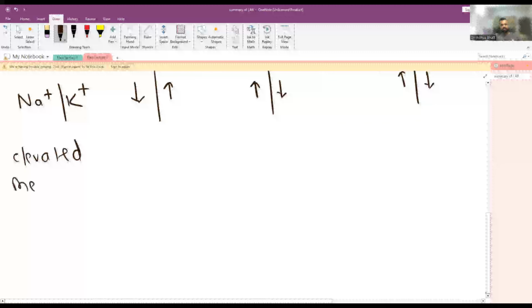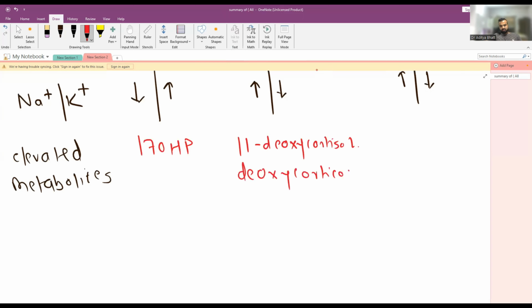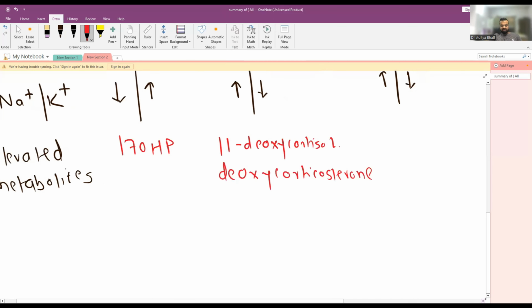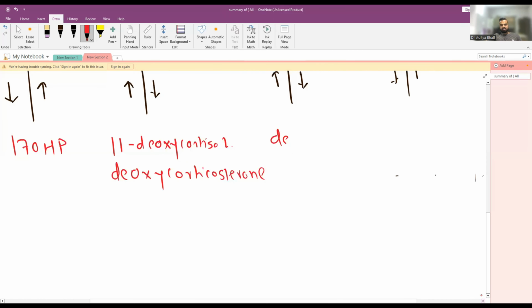The last differentiating factor is the elevated metabolites. This is very important, because they will give you an elevated metabolite and ask what the defect can be. So 17 OHP, as we all know, is increased in 21 OHD, while in patients with 11 beta hydroxylase deficiency, 11 deoxycortisol and deoxycorticosterone are increased. In patients with 17 alpha, we have deoxycorticosterone increased with corticosterone increased.